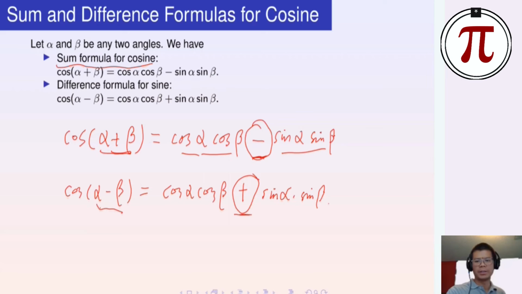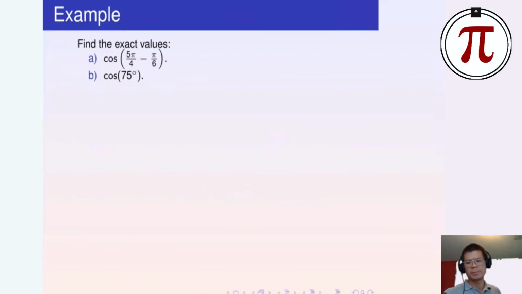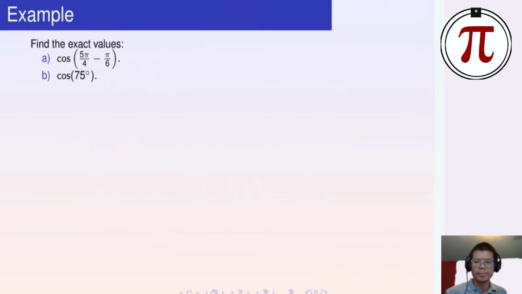All right, let's consider one example here. Mustafa, can you read for us, please? Find the exact values: A, cosine of 5 pi over 4 minus pi over 6, and B, cosine of 75 degrees. Yeah, very good, thank you. Now let's consider A. You can see that we used the special angles. These are multiples of pi over 6 or pi over 4, so these are special angles.